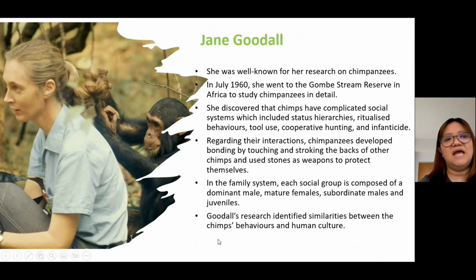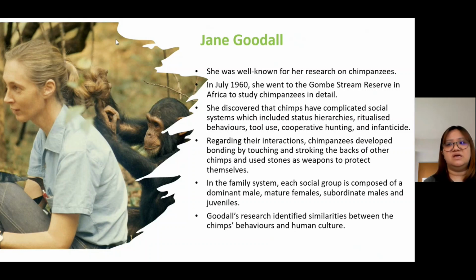So the next is Jane Goodall. She was very well known for her research on chimpanzees, where somewhere in July 1960, she went to the Gombe Stream Reserve in Africa to study the way of living of chimpanzees in detail.